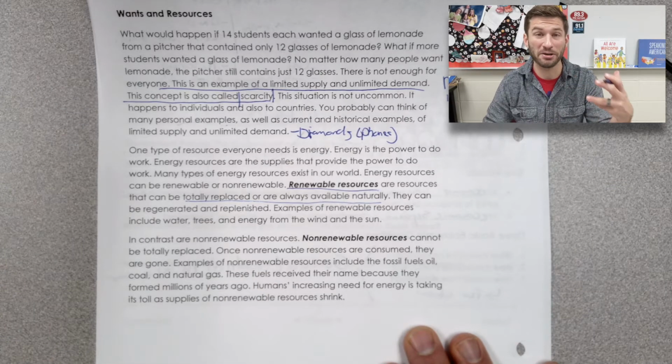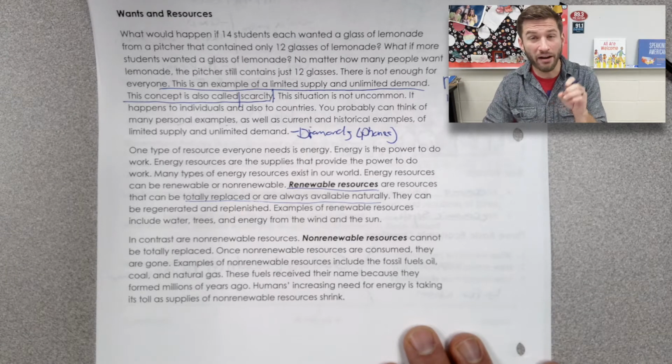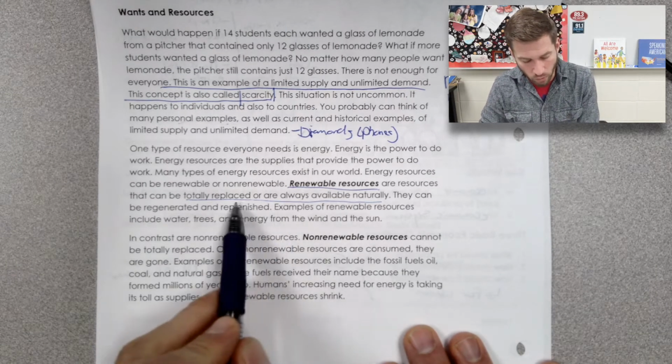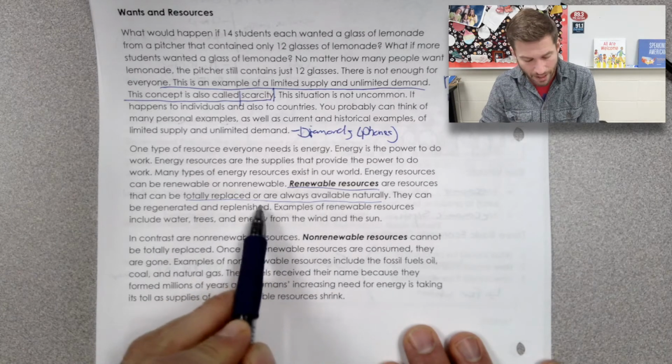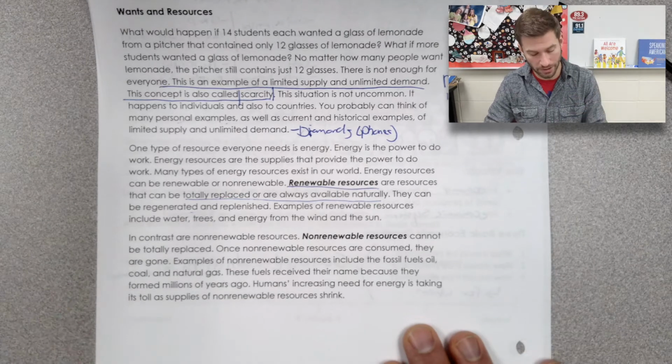So we're talking things like solar energy, right? These are all examples of renewable energy. They're there. We don't have to work to recreate them, like it says. They're readily available naturally. They do not need to be regenerated or replenished. Those would be renewable resources.